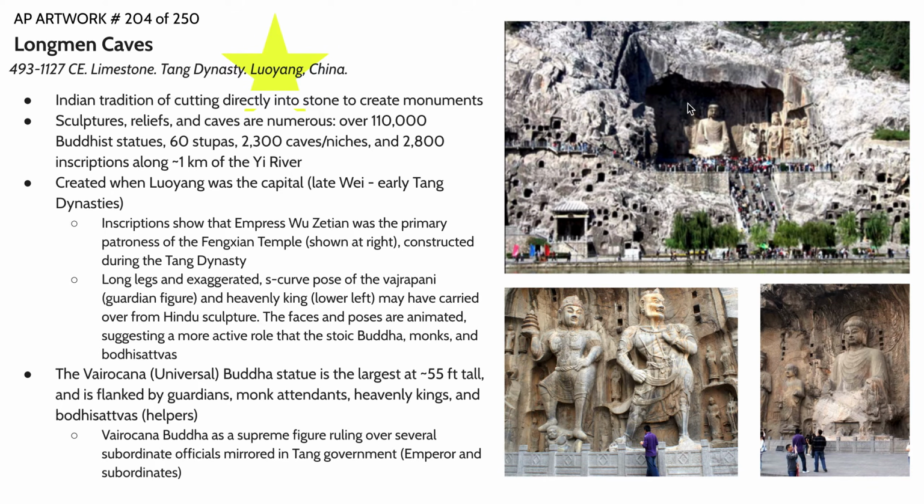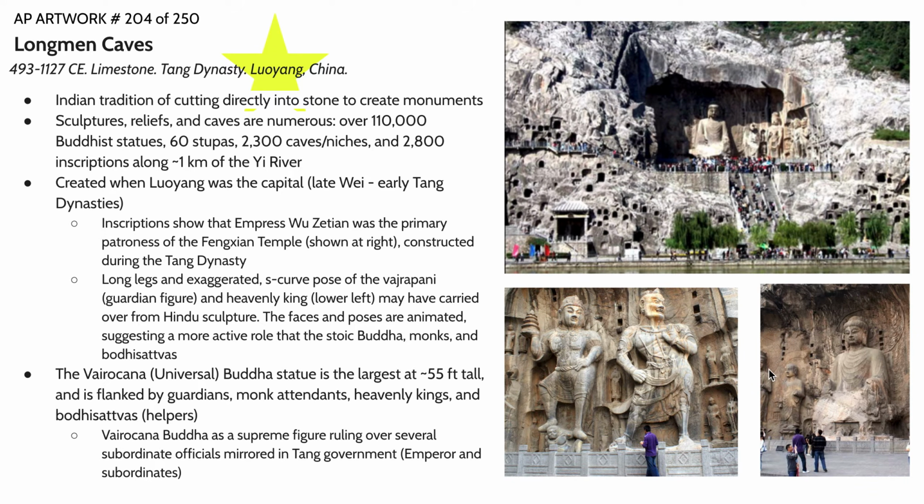We also have the Buddha right here, which is a Vairocana or universal Buddha. He is, of course, the largest figure in this ensemble, and he has this niche carved around his head to show a halo. There's also a couple of monk attendants and bodhisattvas that are surrounding him.